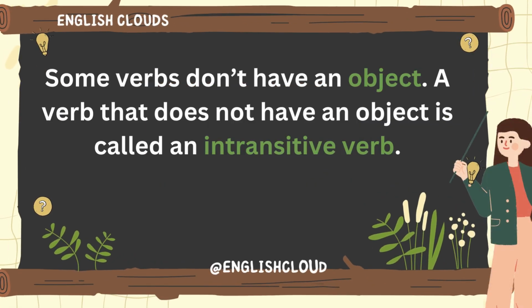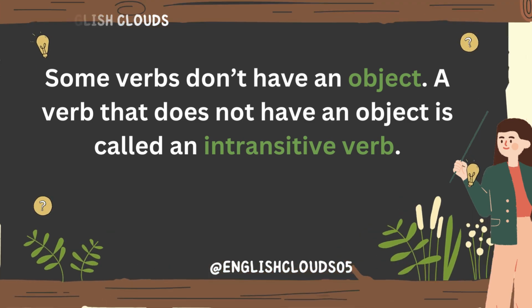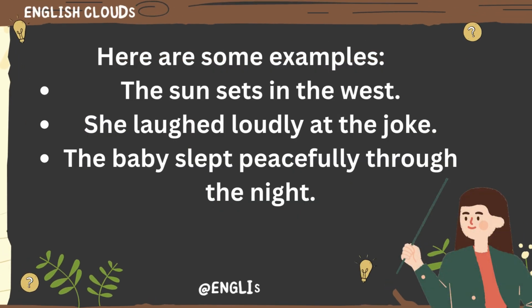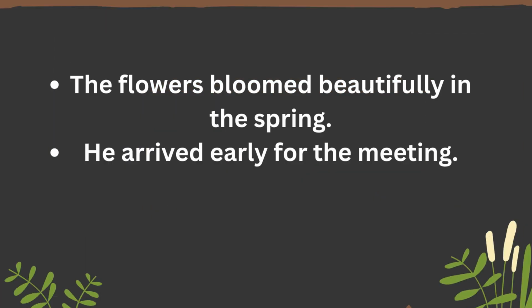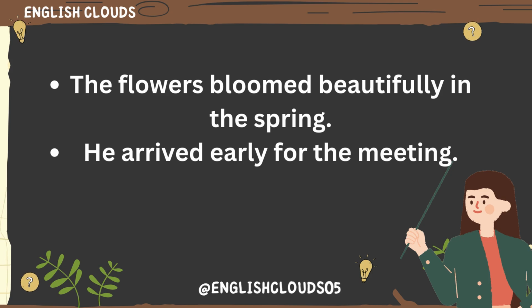Some verbs don't have an object. A verb that does not have an object is called an intransitive verb. Here are some examples. The sun sets in the west. She laughed loudly at the joke. The baby slept peacefully through the night. The flowers bloomed beautifully in the spring. He arrived early for the meeting.